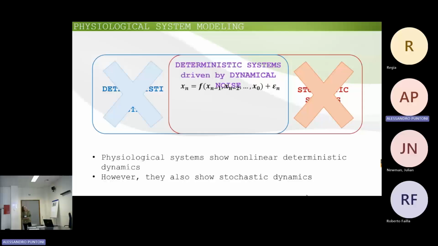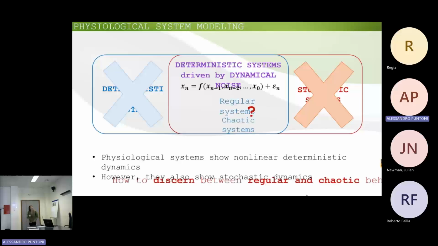In any case, this is an equation describing this system, and you can see that each step depends on the previous steps by means of a deterministic map F that is unknown in general, and a random variable that is assumed to be Gaussian in general. And now the question is how to determine whether the map F exhibits regular or chaotic behavior.